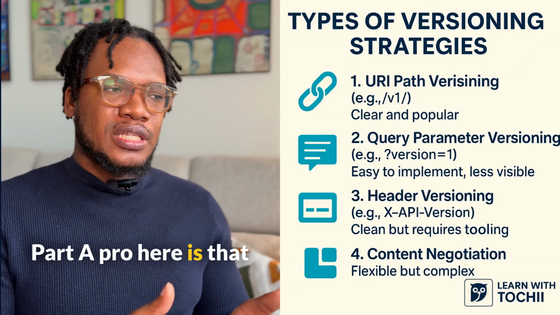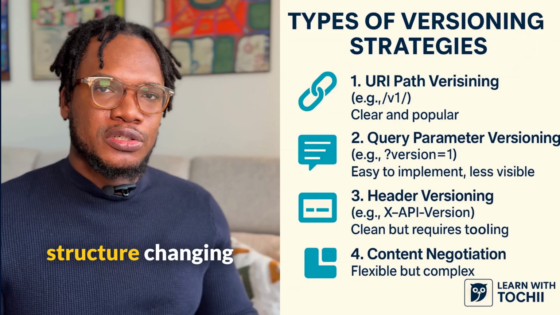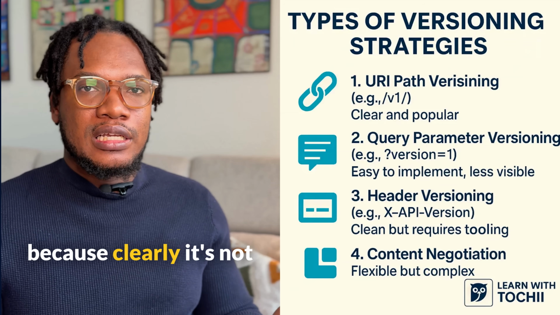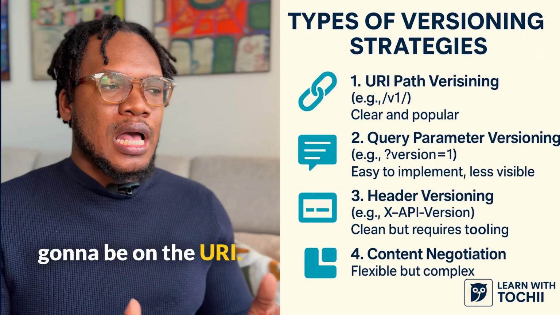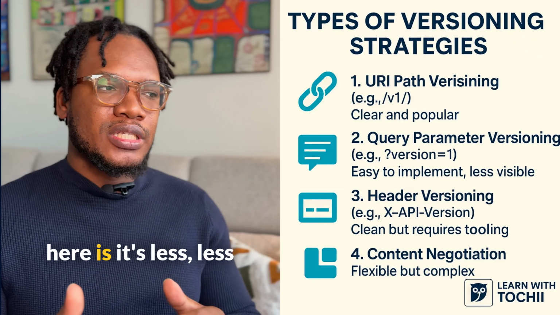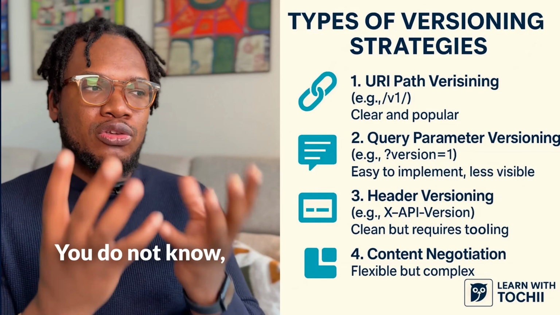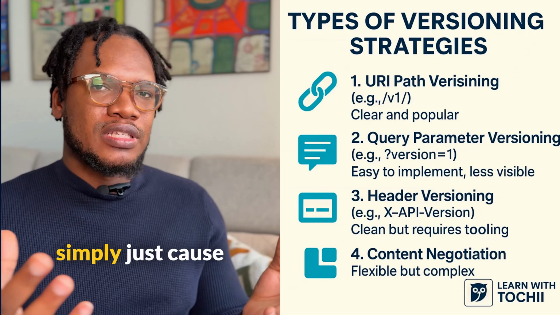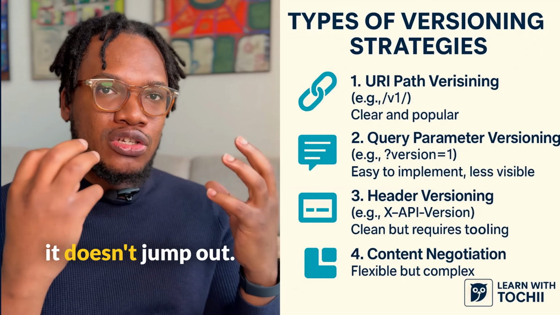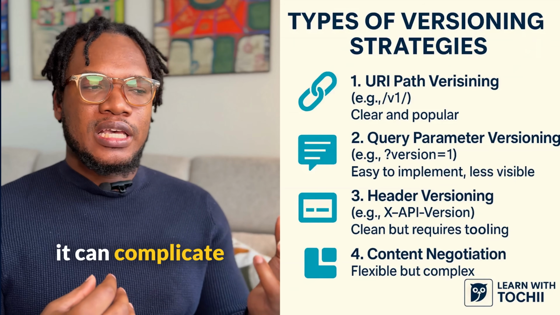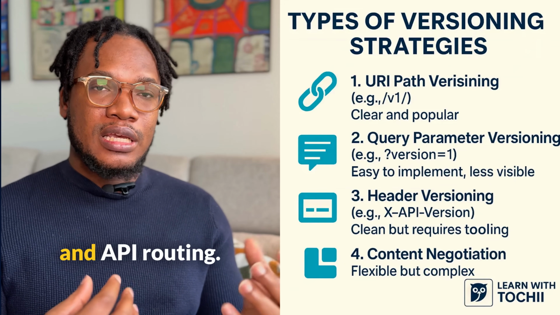A pro here is that it does not require URI structure changing because clearly it's not going to be on the URI. However, the con here is it's less intuitive because you cannot see it. You do not know, and it may also simply cause confusion because it doesn't jump out. It can complicate caching mechanisms and API routing.